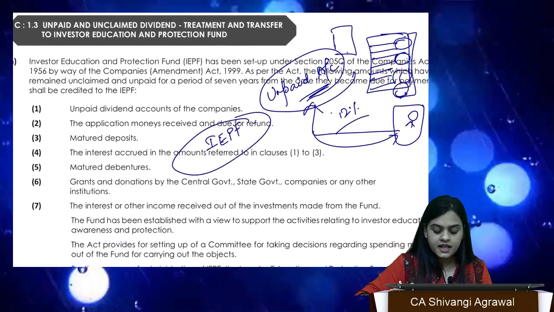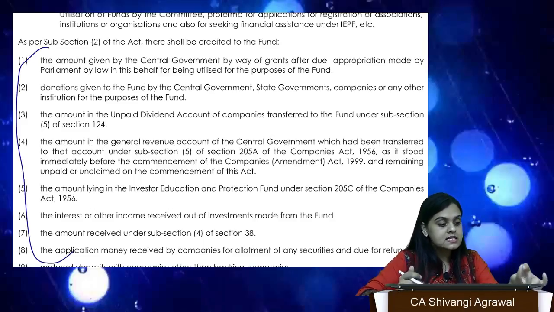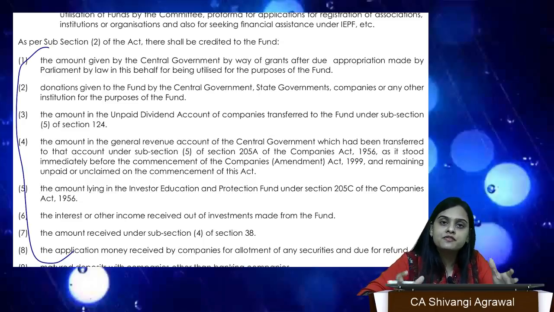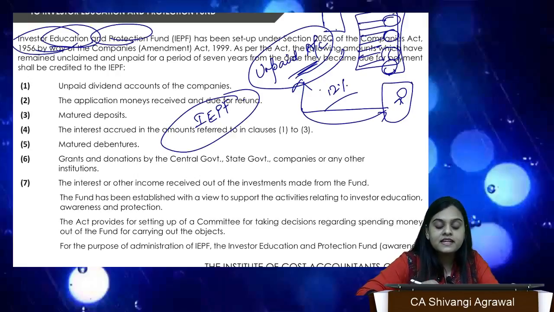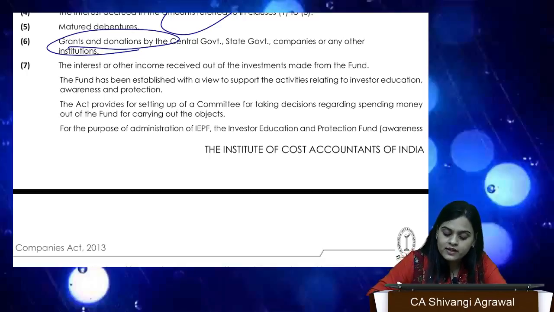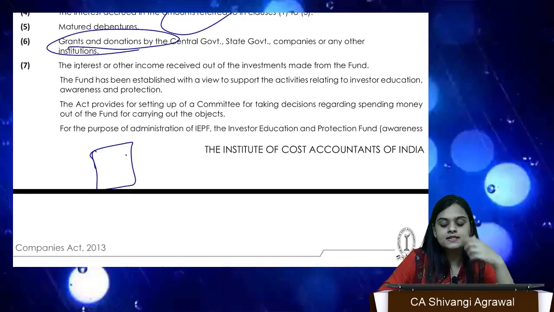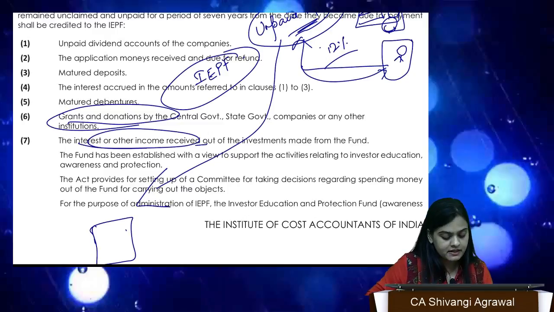What is the Investor Education and Protection Fund? Well, you have this fund which is maintained by the government, and there are certain sources of this fund. That is, the government gives you donation. Why? Because this particular fund, as the name suggests, is meant for education and protection of the investor. So the investor is educated and protected from the money available in this particular fund, which is a good cause, and hence the government also supports the same, and the government also gives you grants and donation, right? Then whatever money is there is invested, and you get some income from that investment also. Then you get money from the unpaid dividend account also.